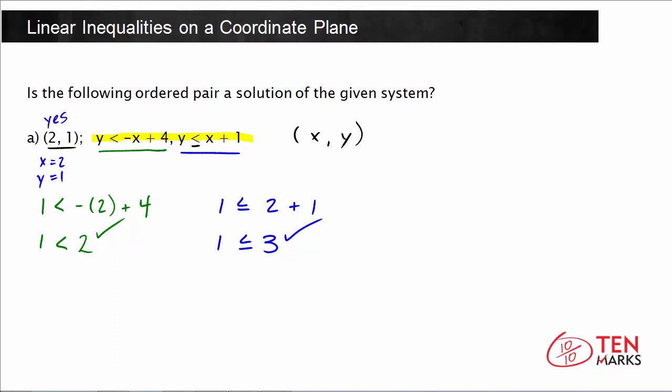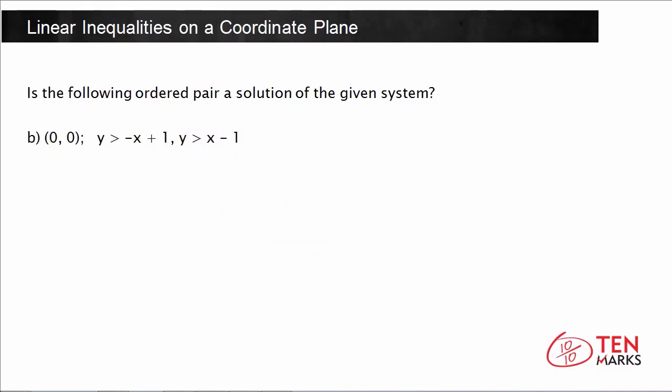Now we can also check solutions to a system of linear inequalities by graphing. So let's try another problem together, and we're going to graph the solutions of each inequality. Okay, so here we have a second set of linear inequalities, and what we want to do is test whether or not the point 0, 0 is a solution to the following system. And we're going to begin by looking at the first linear inequality here. We have y is greater than negative x plus 1.